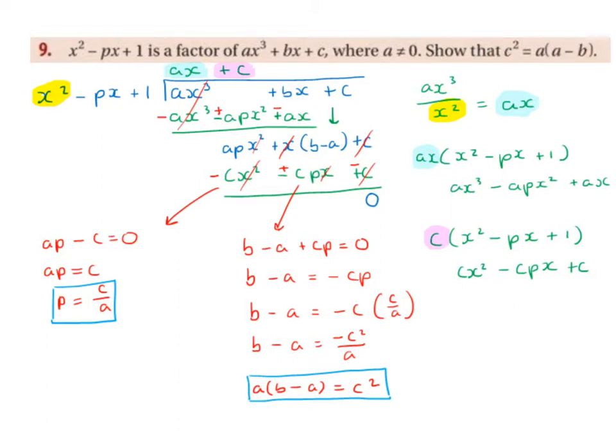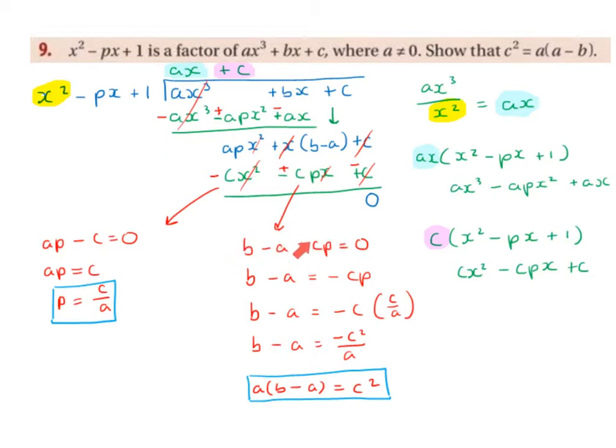So we wanted to isolate the p so that we can sub it into another equation and then get rid of it. So then we take everything that's stuck onto the x's. So we forget about the x's. We're not interested in the x's. So we have b minus a plus cp is equal to 0.